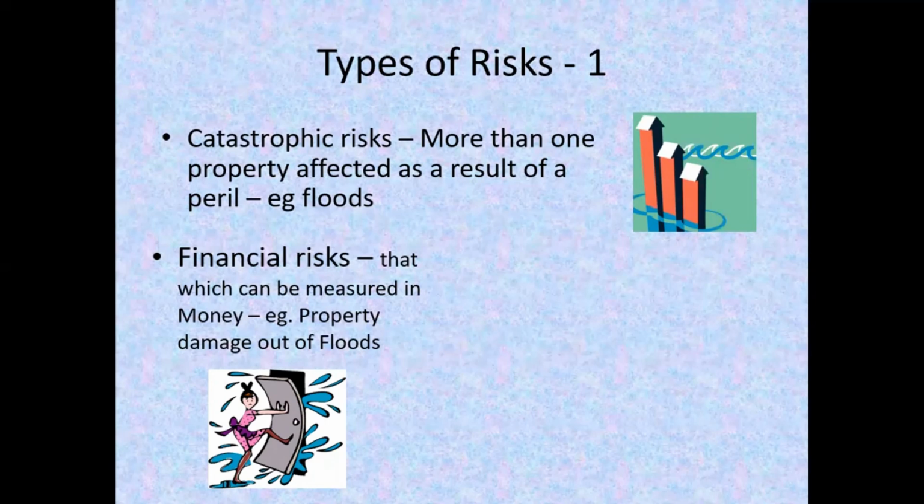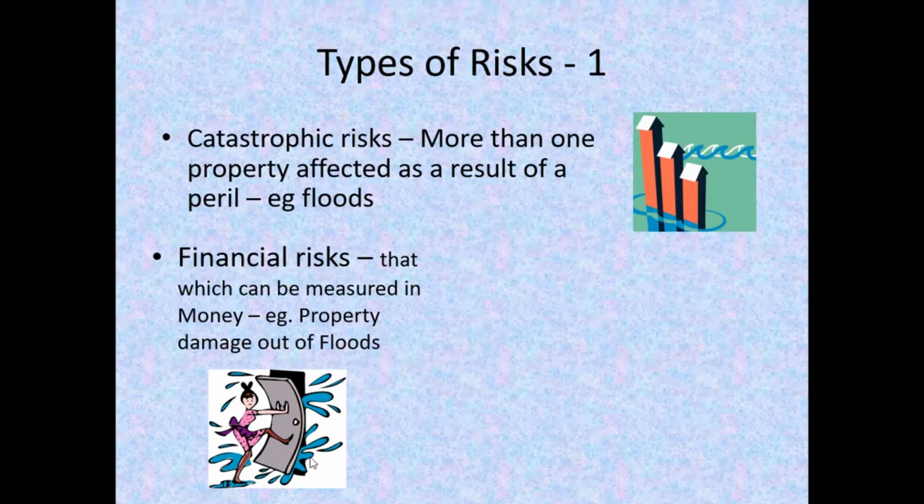The first category is called catastrophic risk, which means what? Simply put, more than one property is affected by a peril. When you say catastrophe, it is a big loss. That means multiple properties. Let's say Mumbai floods. If a flood happens, in the entire city, so many cars, vehicles, properties, houses, industries, offices, all get damaged because of the huge floods. So it is a catastrophic loss. More than one property is getting affected.